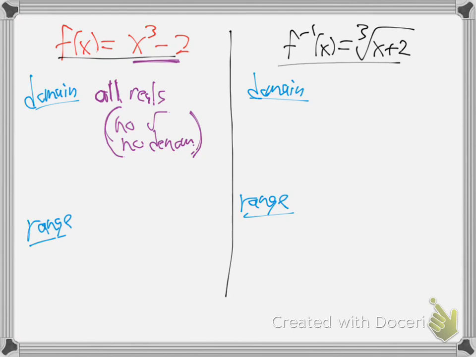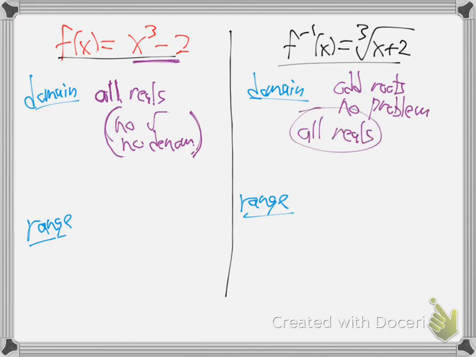Odd roots are not a problem. So this is all reals. If that was a square root, a 2 root, then I would have to set the inside greater than or equal to 0, not negative, and solve it. Everybody good with that difference? Remember that? We talked about that half an hour ago.